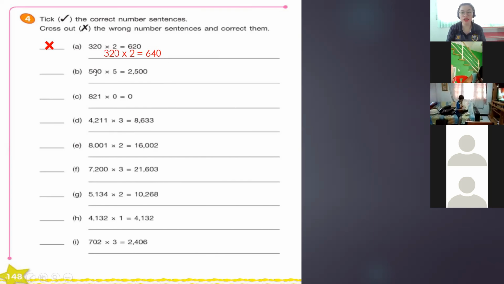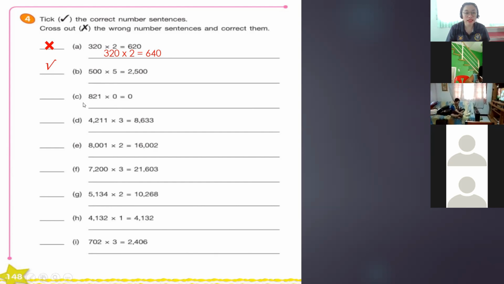Next, we have letter B. 500 multiplied by 5 is equal to 2,500. Is it correct? Yes or no? So let's try to check. 5 times 0 is 0, okay? And 5 times 5 is 25. So that makes it 2,500. So 500 times 5 is 2,500. So it is correct. So draw a check on letter B.